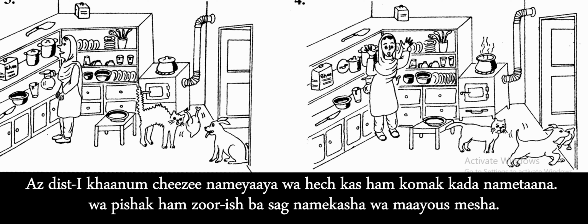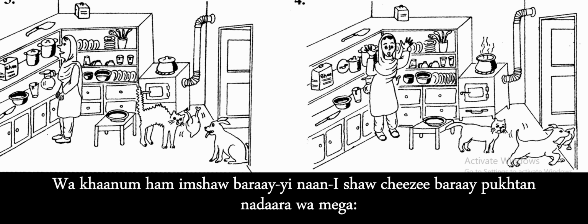Let me read it one more time. And the cat cannot deal with the dog. So "زورش نمیکشه" could be the equivalent of cannot deal with the dog. "و مایوس میشه" and he is disappointed. "مایوس شدن" is to be disappointed.